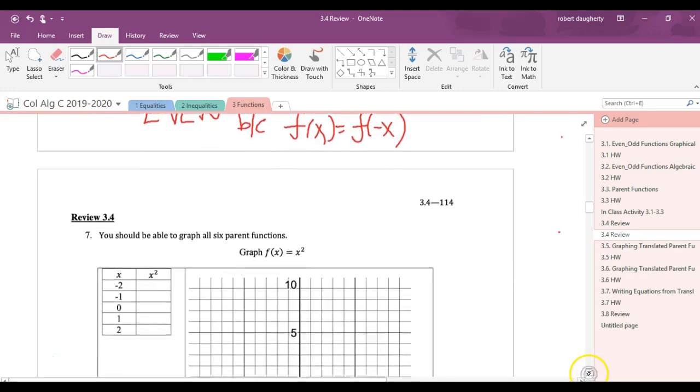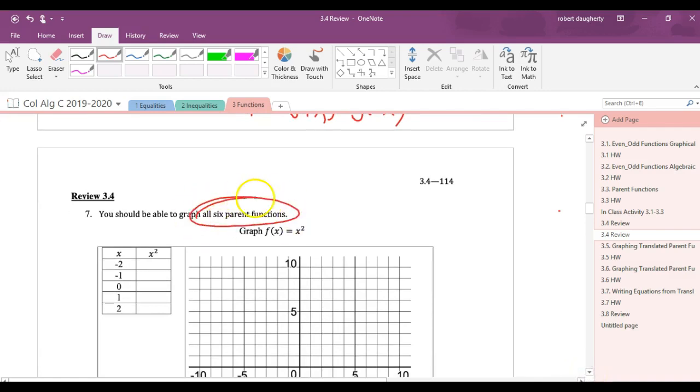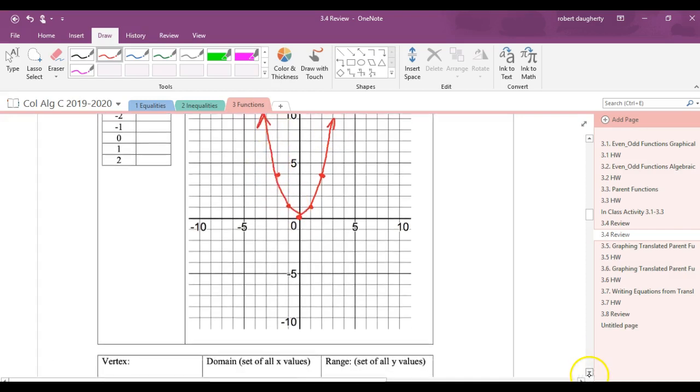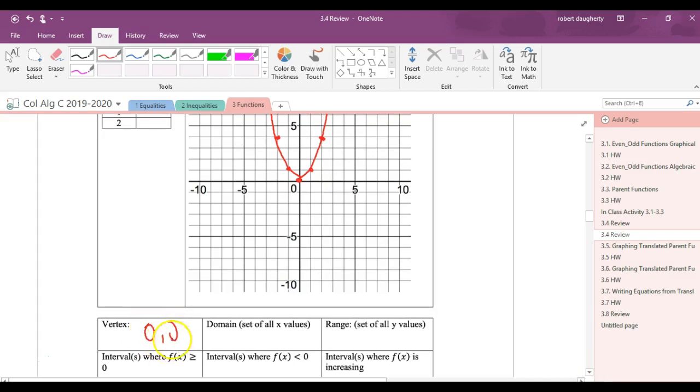And then you should be able to graph all 6 parent functions. I won't give you all 6 on the test, but you're going to see one of the 6. And you should be able to accurately graph this. So if you look at, I'm graphing x squared, and then answering questions about it. The vertex. This vertex is at 0, 0. Domain of this function, the set of all x values. The range of this function. The range is the only time I go to the y-axis. I don't see y values until I get up to 0. So the range is 0 to infinity.